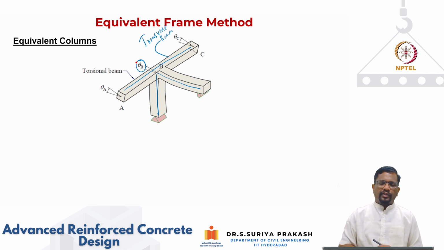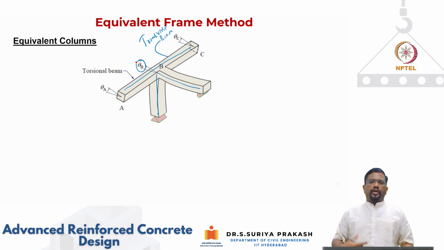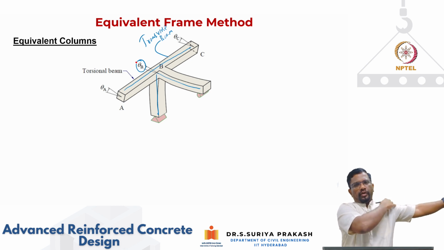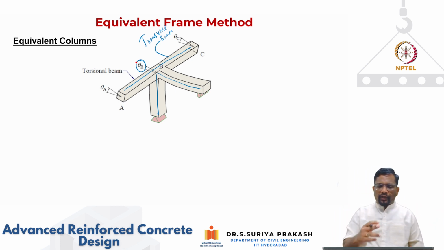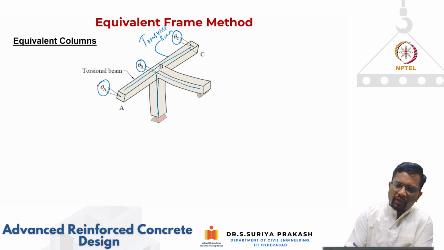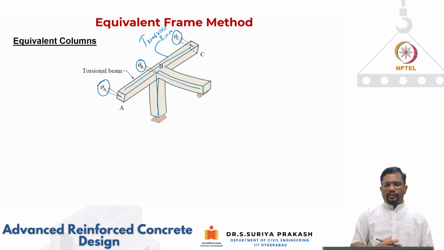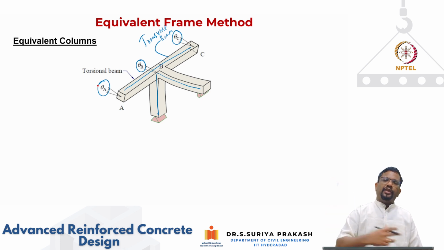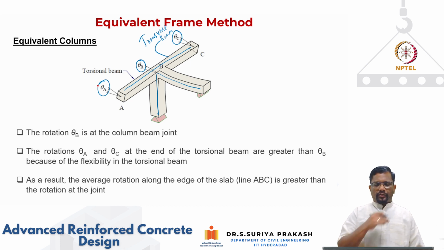Now, what is happening is close to the column region. If you assume my body as the column, anything that I move away from this support column, my hand is going to be more flexible. In the same way, the transverse beam is going to have more rotation as we move away from the joint region. So theta A and theta C are going to be larger than theta B because they are more flexible. So somehow we need to calculate the average twist of the transverse beams because the twist is not the same.